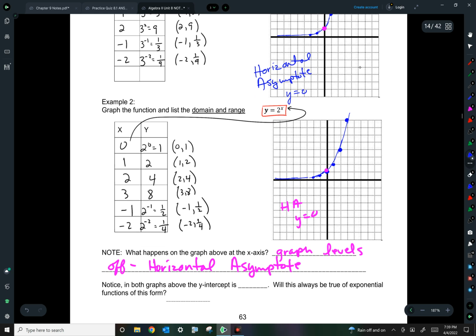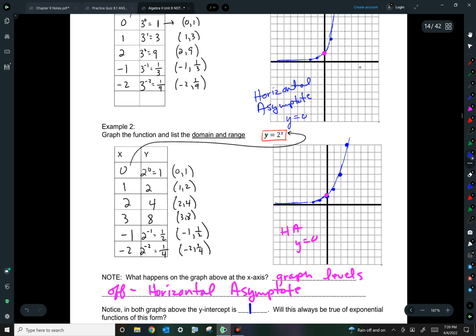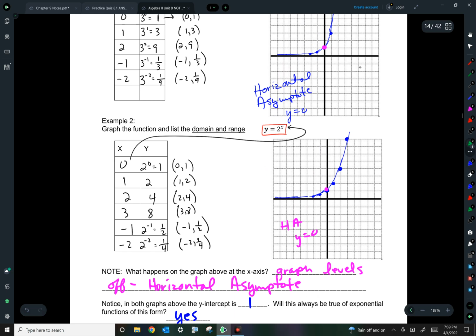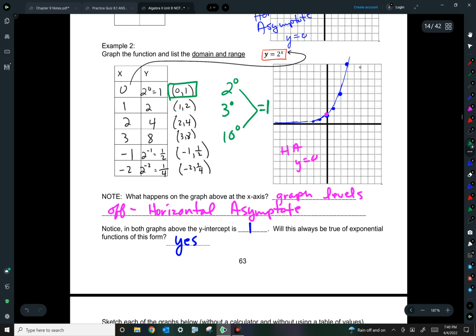Okay. Notice in both graphs above, the y-intercept is 1, right? So whether it was 3 to the x or 2 to the x, it still went through the y-intercept of 1. Will this always be true of exponential functions of this form? Yes, but hopefully that makes sense because that 0, 1, that y-intercept came when we plugged in 0. Well, if you're putting 0 into the exponent, it doesn't matter if it's 2 to the 0, 3 to the 0, or 10 to the 0. Isn't it always going to equal 1? So that means you're always going to have the point 0, 1. So your y-intercept is always going to be 1 on any exponential graph.